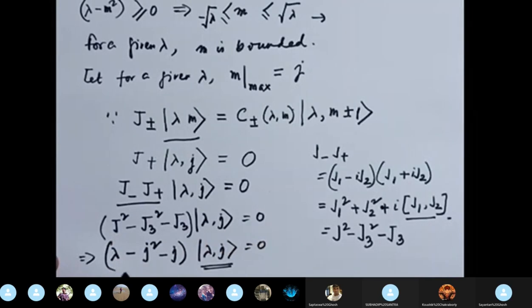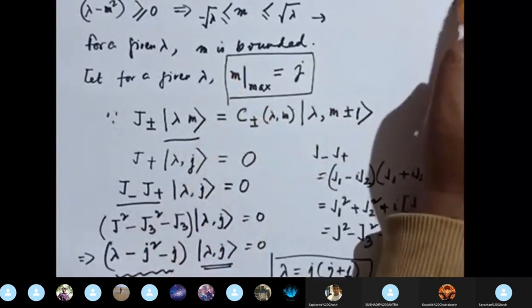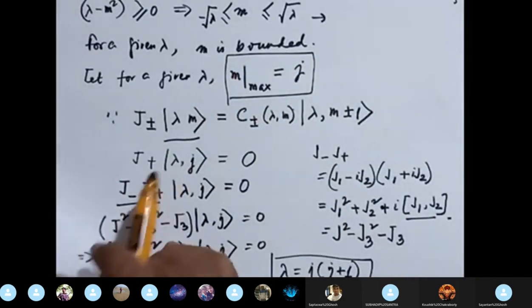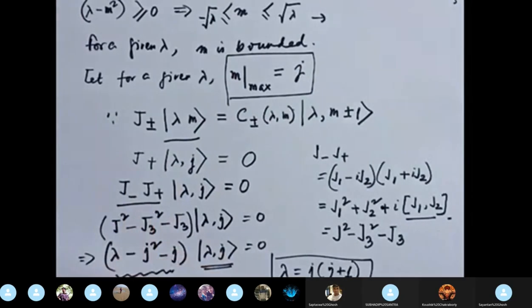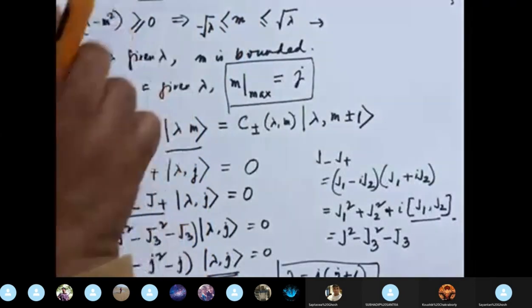Since this state exists, this number should be 0, which tells you that lambda should be j into j plus 1. So lambda is related to the maximum value of m by this relation. j is the maximum value of m. Now we are slowly progressing to what we want to show.